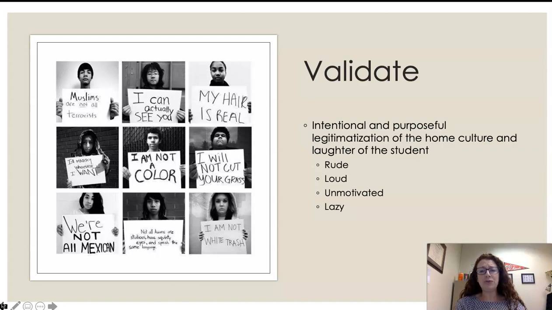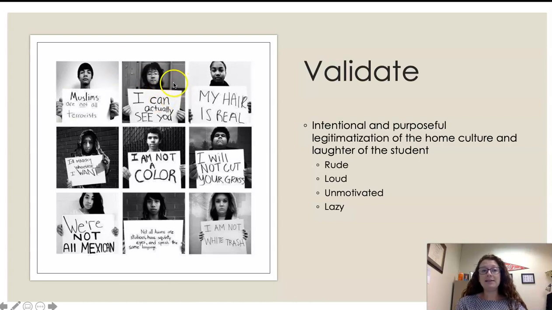So here's a beautiful picture. It comes from a student-driven project where students want mainstream America to understand things that are said to them that they take offense to or that they want their teachers to know about them. So, for example, this young man says Muslims are not all terrorists. Well, yeah, no brainer. But can you imagine growing up in school around the time of 9/11?